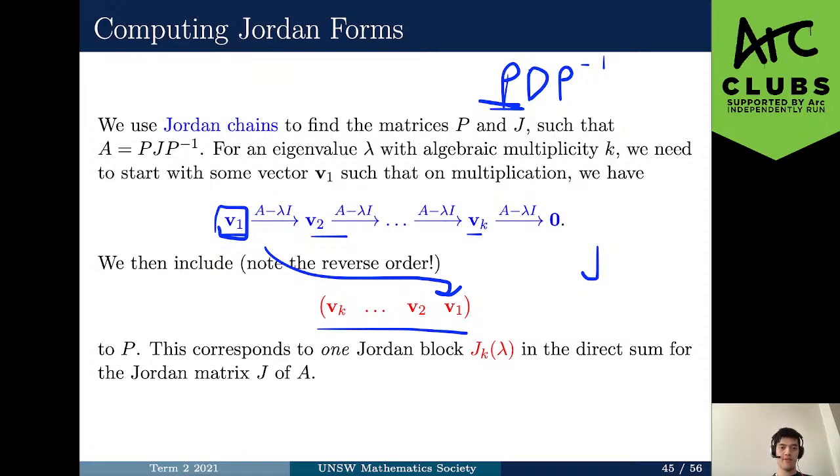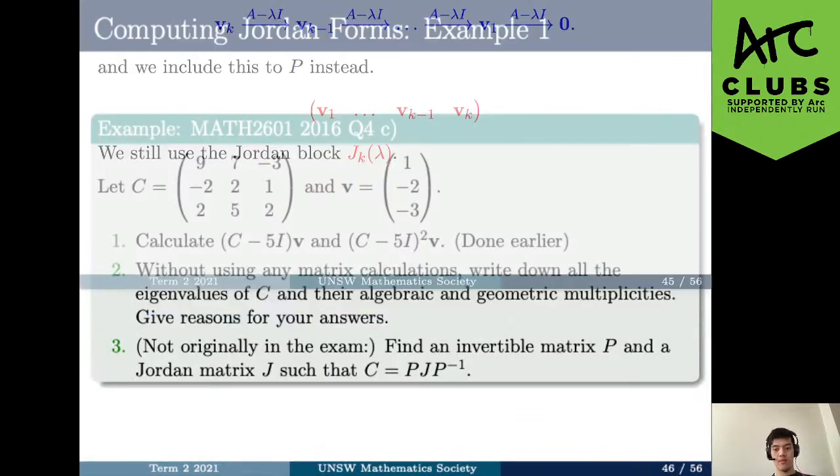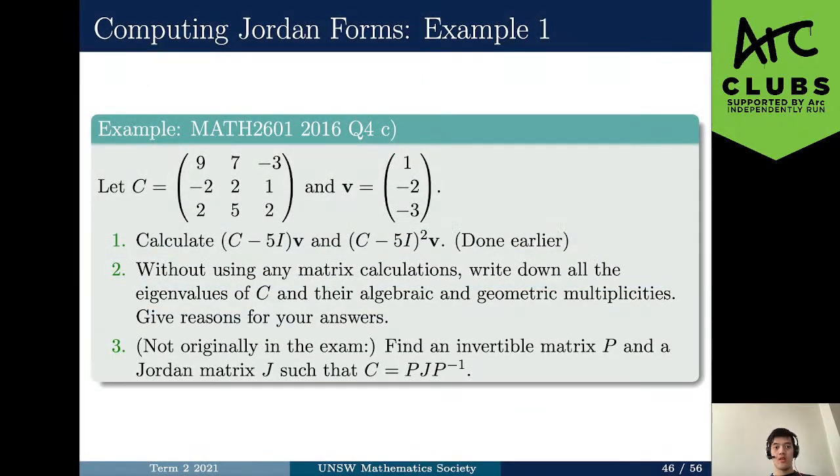Yeah, I think it's probably better if we do the example, and then that will make it more clear. Okay, so basically this is a question. We've already done the first part, it's just computation, so we won't do that. Now, what I want to do is calculate the algebraic and geometric multiplicities. I'll do that, and then the second part is to actually put it into the Jordan form. I guess part 3 is the main part that we're trying to cover here.